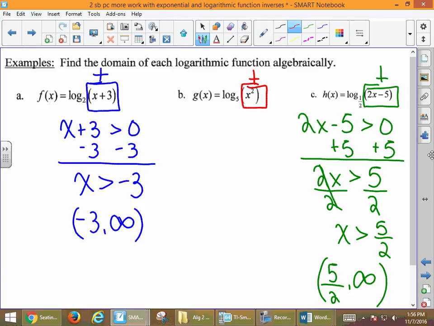Because this function is squared right here, not only is it x is greater than 0, but if we happen to have a negative value that we put in there, when we square it, it still becomes positive. So in terms of our domain on this function, it would be negative infinity to 0 joined with 0 to infinity.